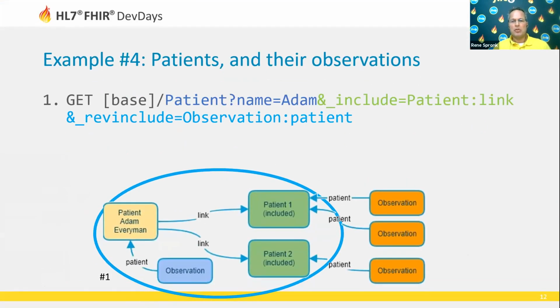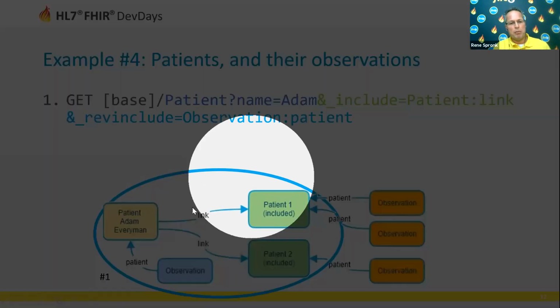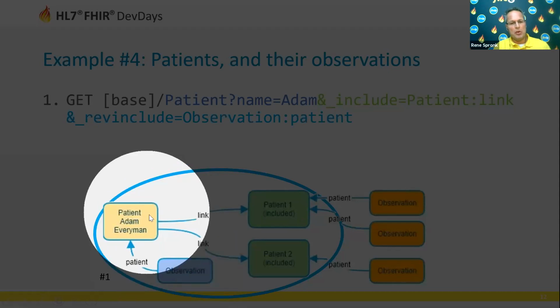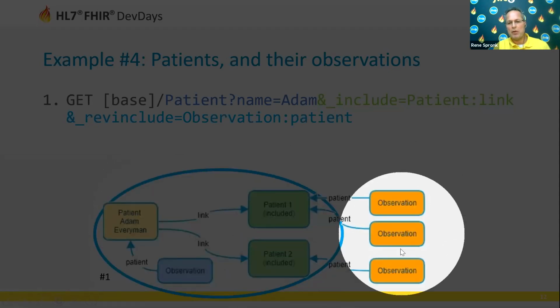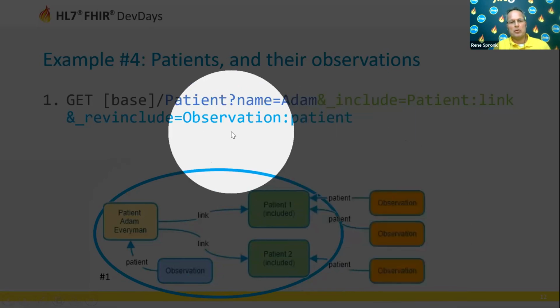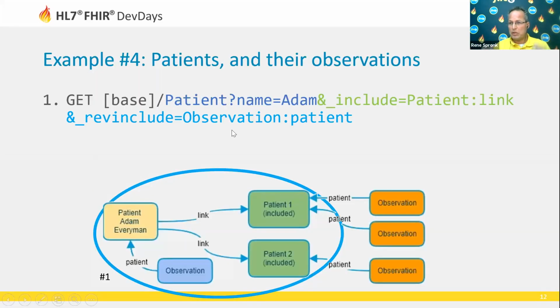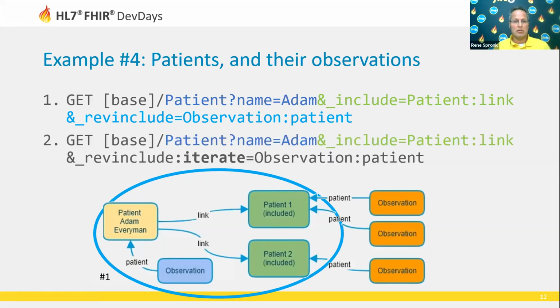Another example. So here we have a patient and all of their observations. So I have a patient that has an observation, but I also have linked patients, and those also have observations. Now, if I don't use iterate, then it returns the stuff that you see in blue. So again, by specifying iterate, I'm going to make it clear to the server that I want that particular search part and this reverse include to be used iteratively to include all of the observations on the patient and on all patients that are linked to my key patient, Adam Everyman.